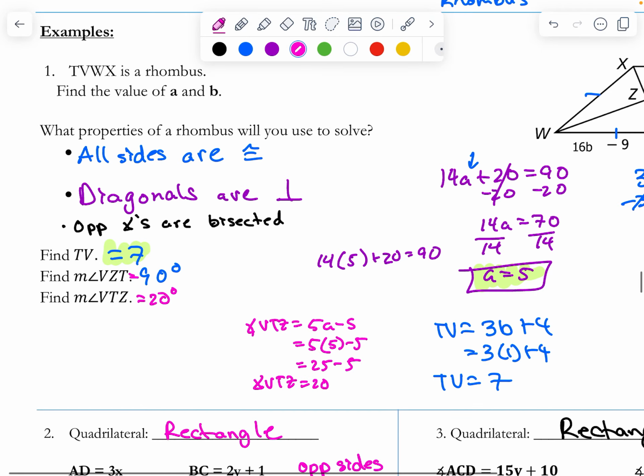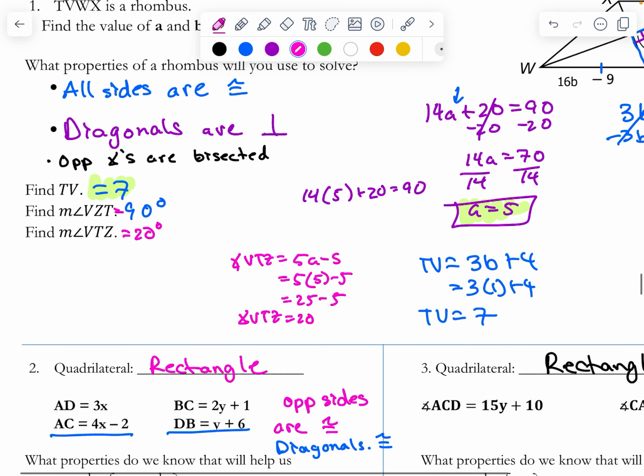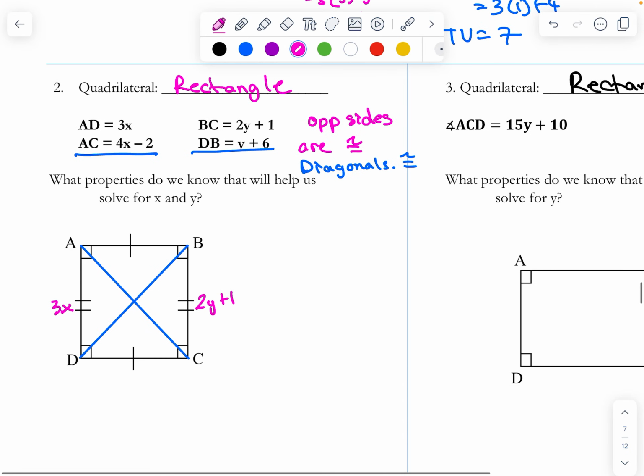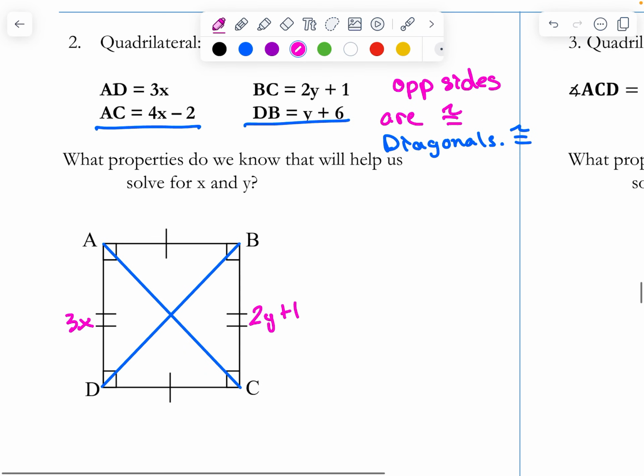We got number one done real quick. So let's see if we can move on to 2 and 3. Now, I already did this earlier, which is again why you see this filled out. So the two things that we're going to use are that opposite sides are congruent and diagonals are congruent. Why do we have to use those? Well, first of all, I can see that AD and BC are opposite sides. I already labeled them for you. I have 3x on the left side and 2y plus 1 on the right.